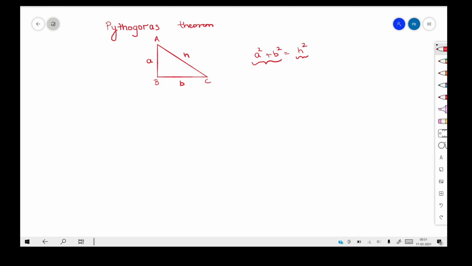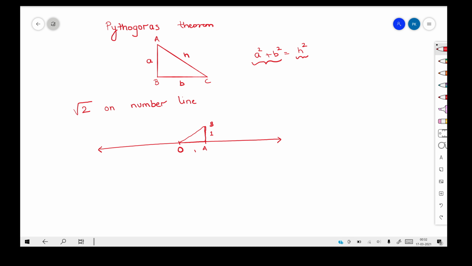Now suppose the first question is to represent under root 2 on the number line. We draw a number line, we mark O as the point of origin, and we take 1 unit on the x-axis. So let OA be 1 unit. We draw a perpendicular line at A, which is also of 1 unit, and we mark it B. Now we have to find OB.